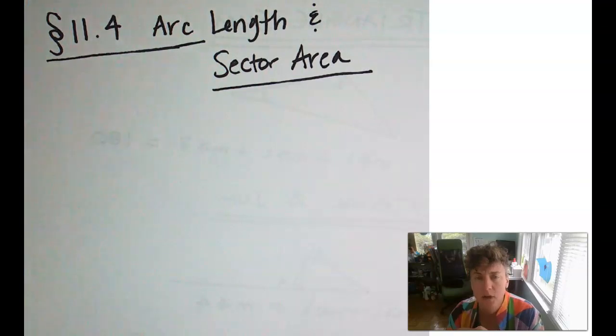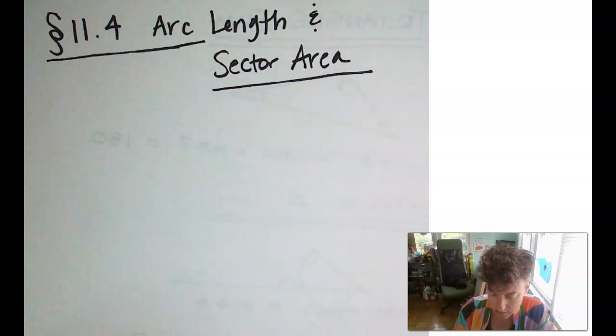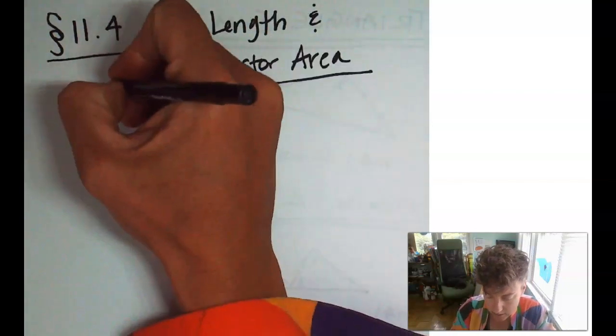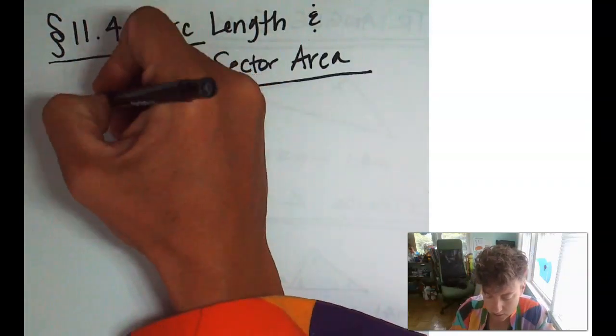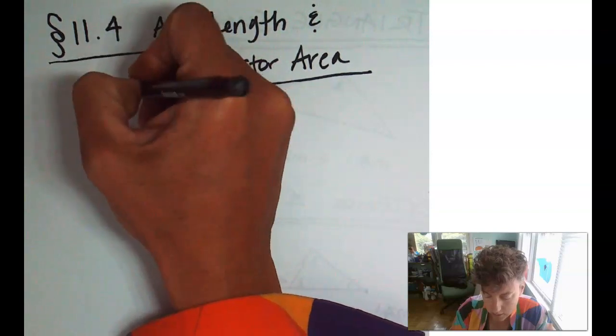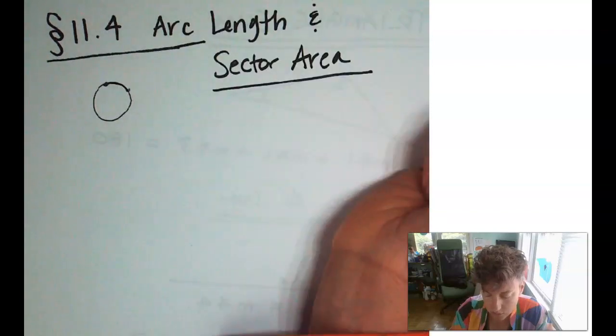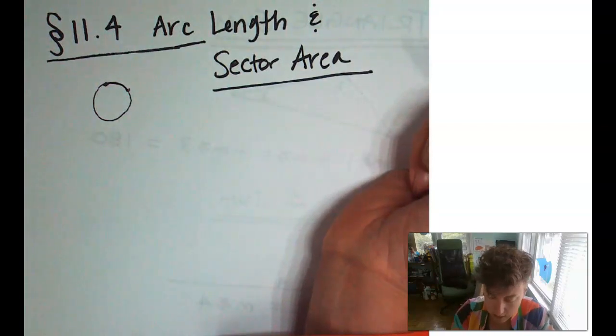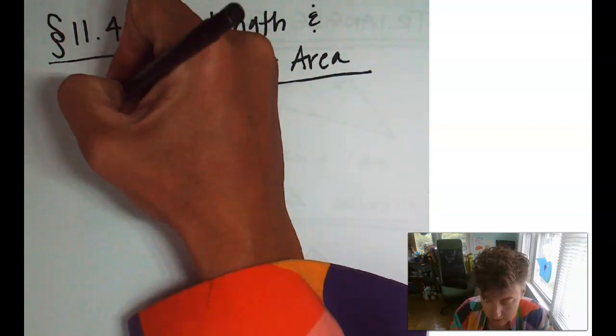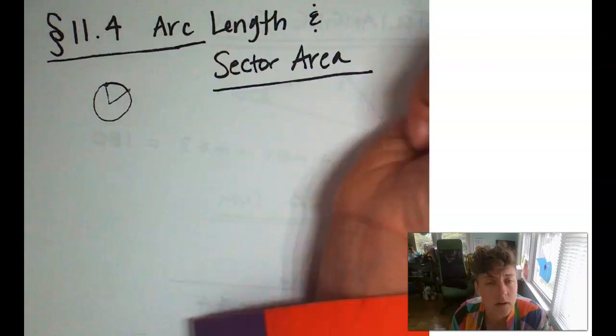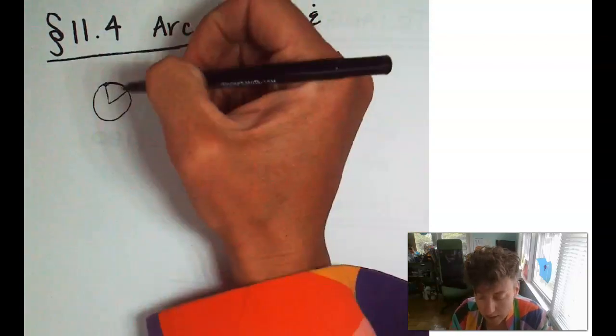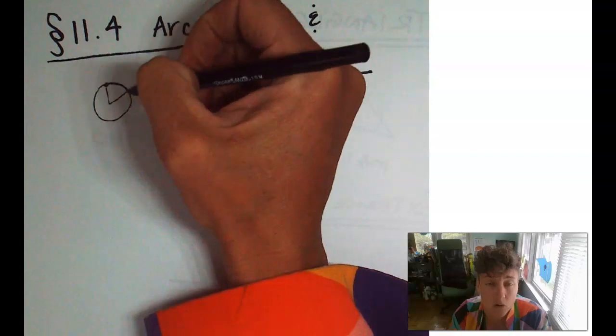What's up, scholars? Today we're talking about section 11.4, arc length and sector area. Now remember, an arc is some chunk of the edge of a circle. There's an arc, and let's say that arc came off of this central angle. We would know how to find the measure of that arc in degrees, but how long is it?